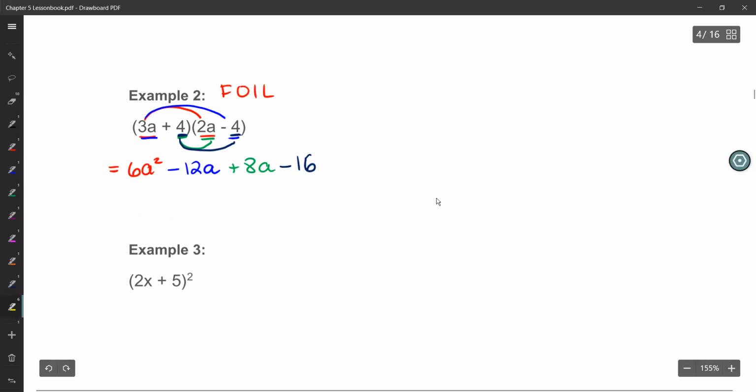Okay, check along for like terms. So I'm seeing that we have a negative 12a and a positive 8a. That needs to be simplified. So we'll put those together and we should get 6a squared minus 4a minus 16 here.